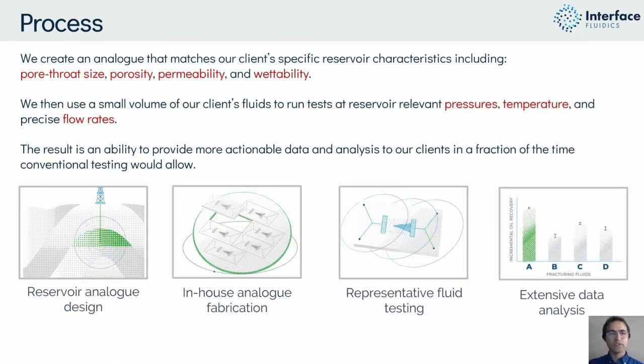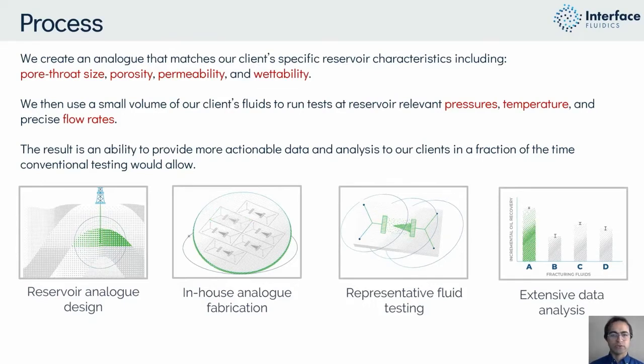How the process works here: we have 4 different steps. The first step is the design of the reservoir analog. What we need to do that is some information about the rock properties, or basically some statistical analysis. We require pore throat size distribution, which is very critical and important.